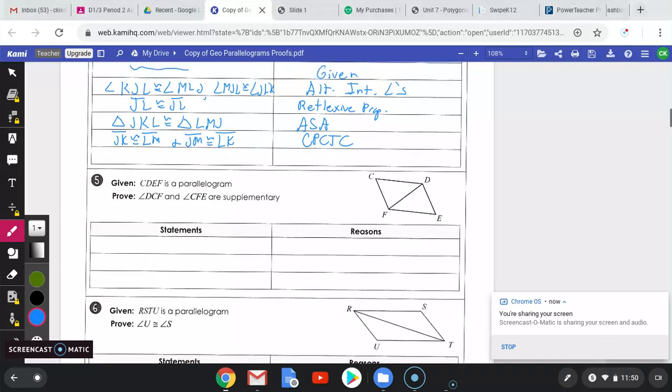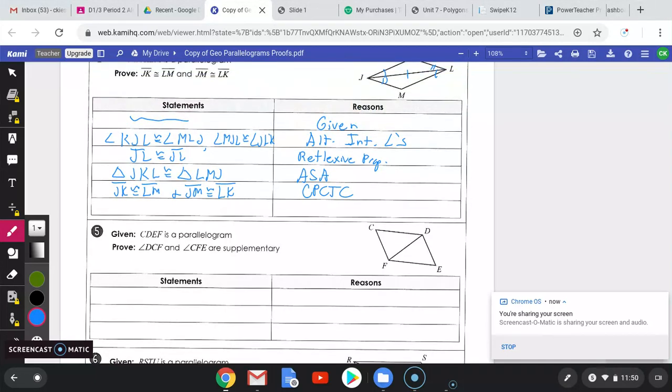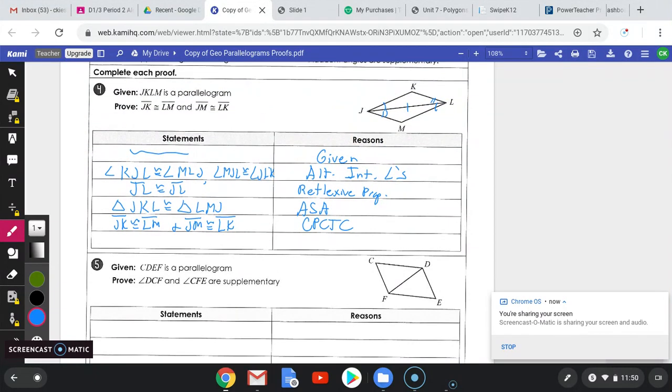And I just want to make a note here, I rushed through the last proof a little bit, and I did forget a step here. Right after we were given that it's a parallelogram, by definition, what does it mean? It means opposite sides are parallel. So I would have to say that JK is parallel to LM, and JM is parallel to KL, and then I could say that the alternate interior angles are congruent. See, even I sometimes forget a step or two with these proofs. And not the easiest thing to do.